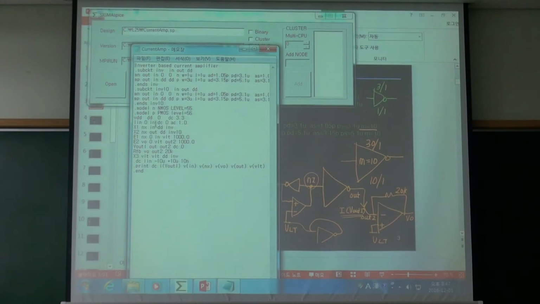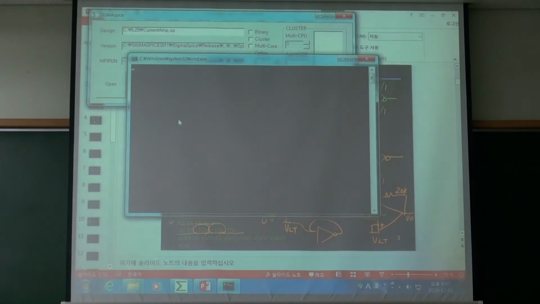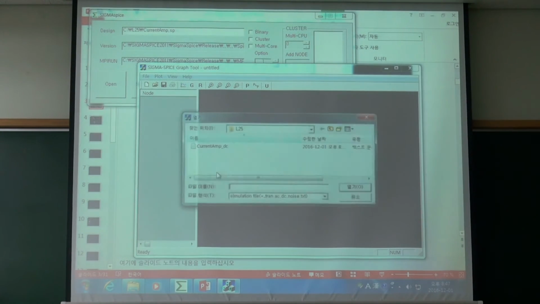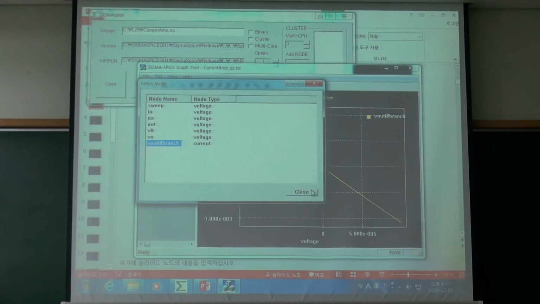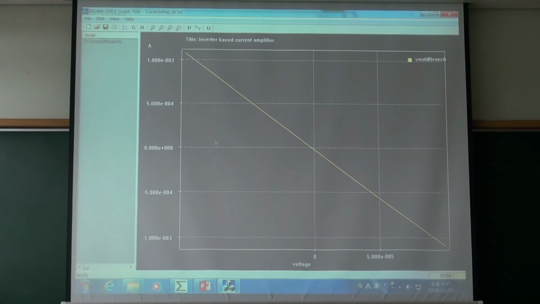Okay, shall I increase the range like 10 times? I-in range, where is my I-in? Oh yeah, here. Minus 100 microamp to plus 100 microamp. It works pretty fine, okay? How much is the offset here? Oh, this is pretty good. Okay, 1 microamp, 1.083 microamp.